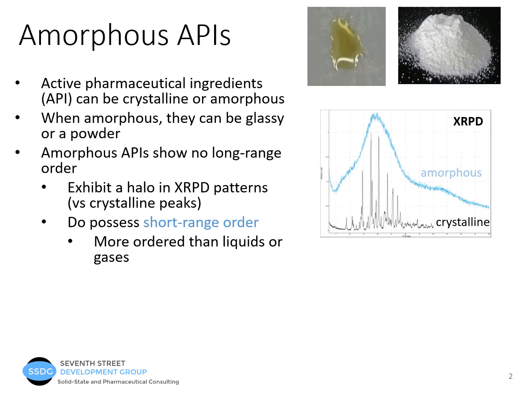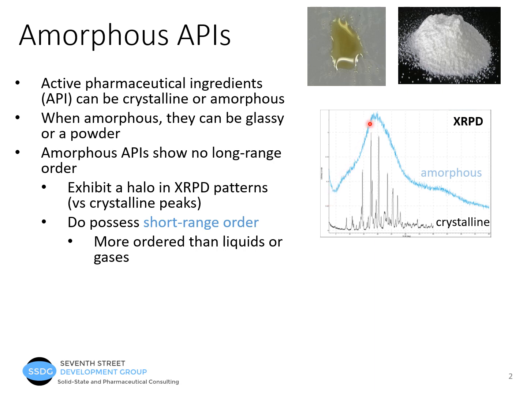Active pharmaceutical ingredients can be crystalline or amorphous, and we're going to be concentrating on amorphous today. When amorphous, they can be glassy or a powder, as shown up here. So this is from a melt, and this can be from any number of different manufacturing processes to form a powder.